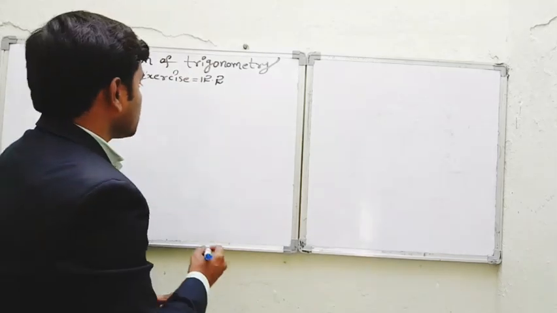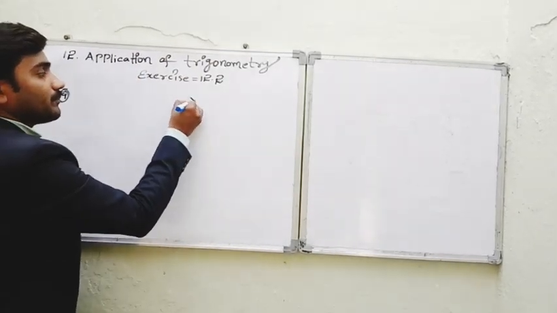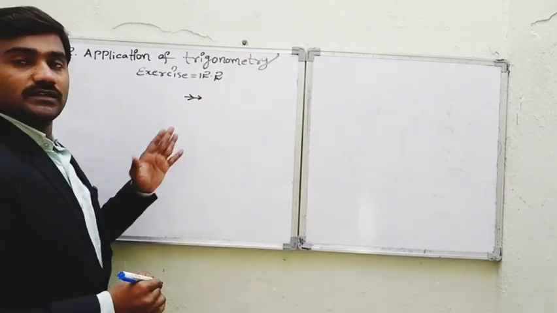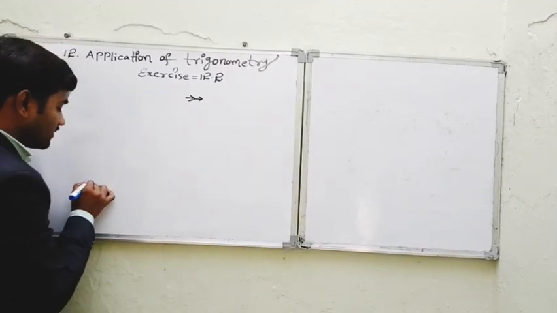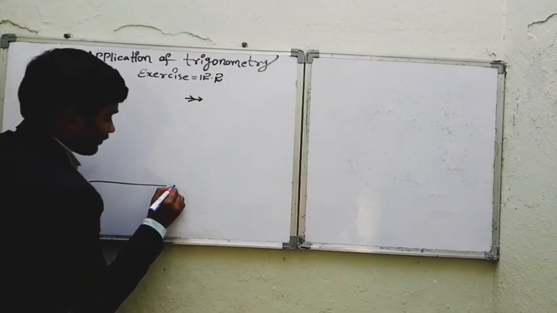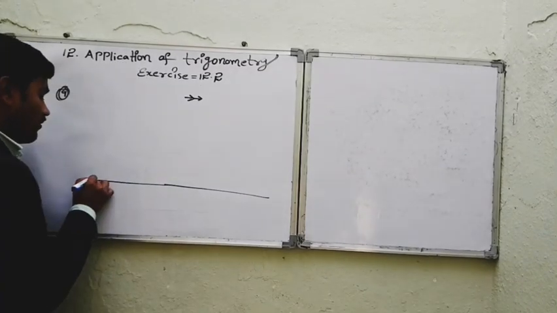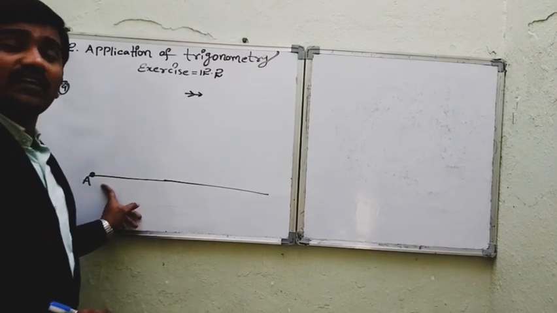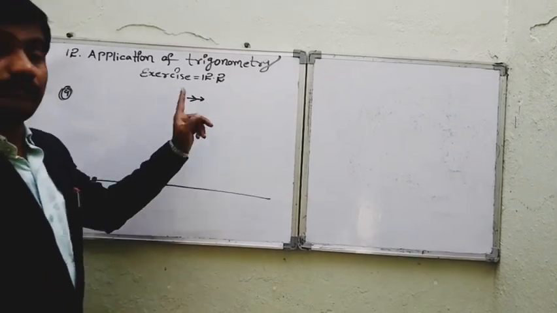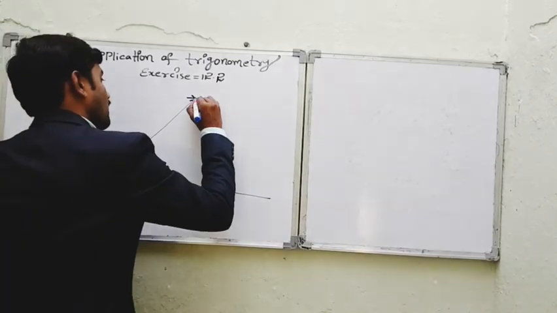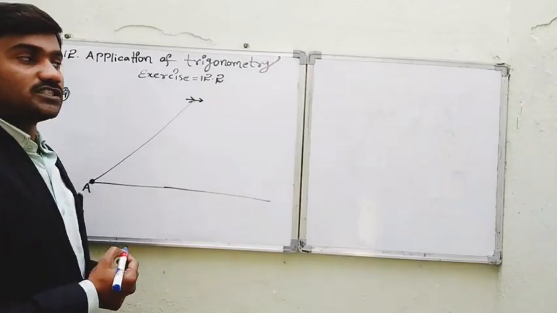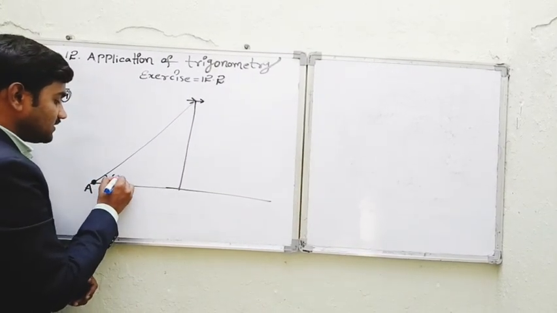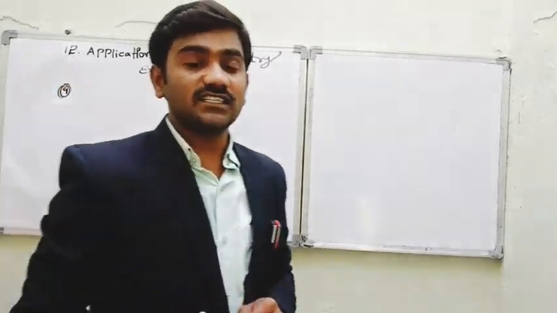So simple, let me understand that the angle of elevation of a jet plane from a point A on the ground. Suppose there is a jet plane here. From point A, the angle of elevation to this jet plane is 60 degrees.